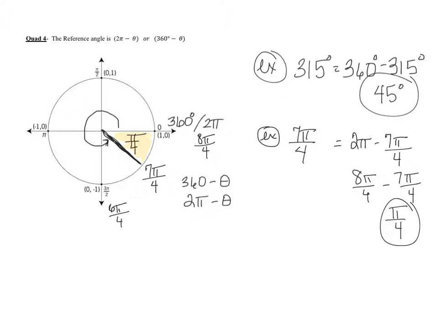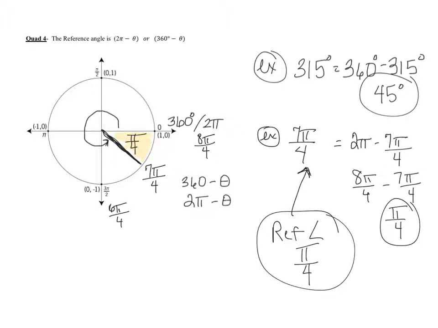Once again, looking at the angle from the very beginning, because the denominator is 4, we know the reference angle is pi over 4. It saves us some time. We don't have to do all this calculating. So this is how we find reference angles for each quadrant of the unit circle.